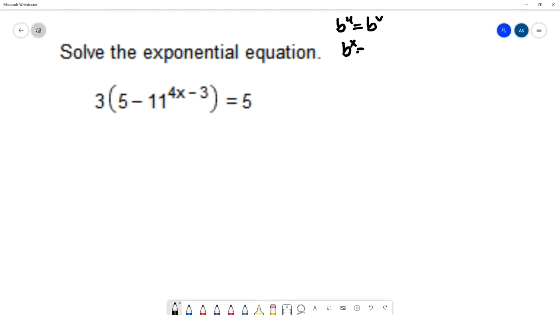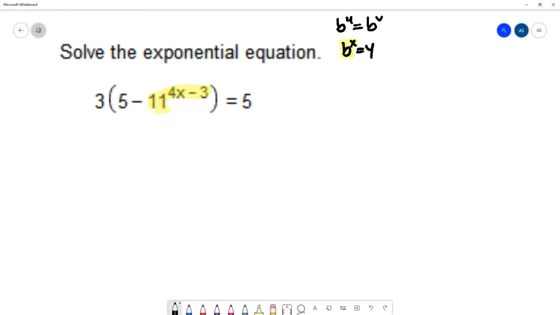The other method involves having something like e to the x equals y, and from here you would take the log of both sides, or you can convert it to a log. We can use either of those methods, but in order to use those methods, we have to have our exponential isolated on one side of the equation. So here is where our exponent is attached to this base of 11. We want to have that exponential isolated on one side of the equation.